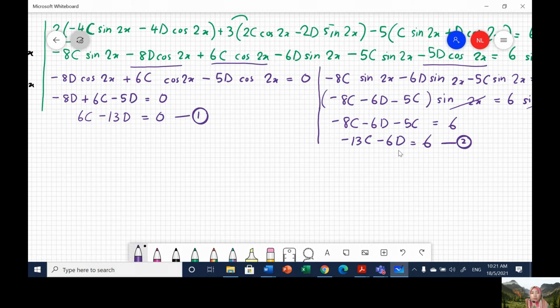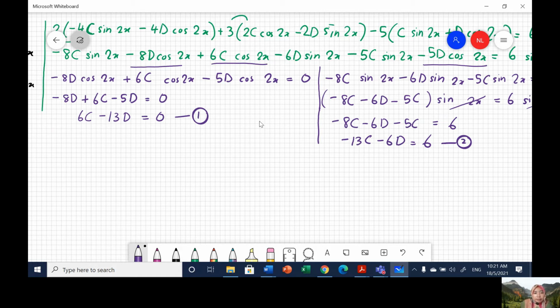To get the value of constants C and D, we are supposed to apply either the substitution method or the elimination method. The purpose is to get the solution. If we want to use the substitution method, you can express C or D from the first equation, so you will get a new equation and then substitute it into equation number 2. If you want to use the elimination method, you have to make sure that equations 1 and 2 are equivalent up to some constant.